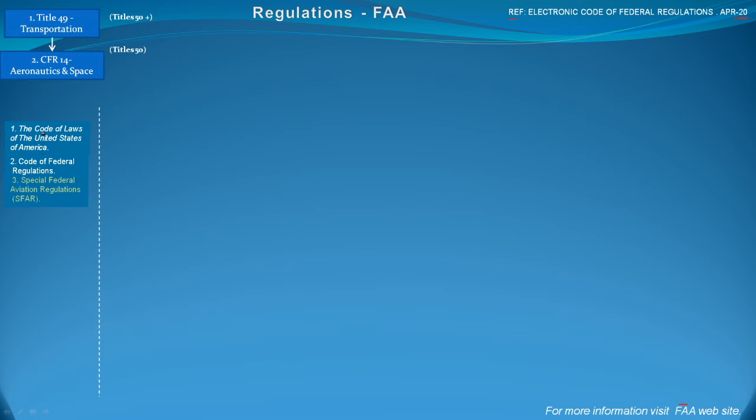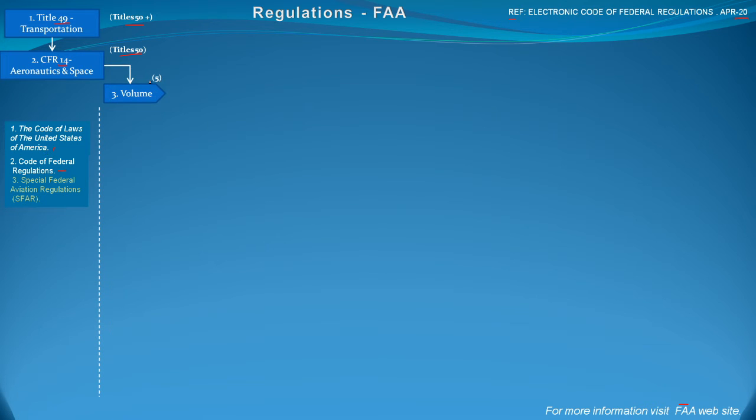Everything starts from the Code of Laws of the United States of America. We have more than 50 titles, and transportation is under Title 49. Under transportation, we have the Code of Federal Regulations. We have 50 titles, and aviation, or aeronautics and space, is under CFR 14. We also have Special Federal Aviation Regulations, but SFAR is not part of today's presentation.